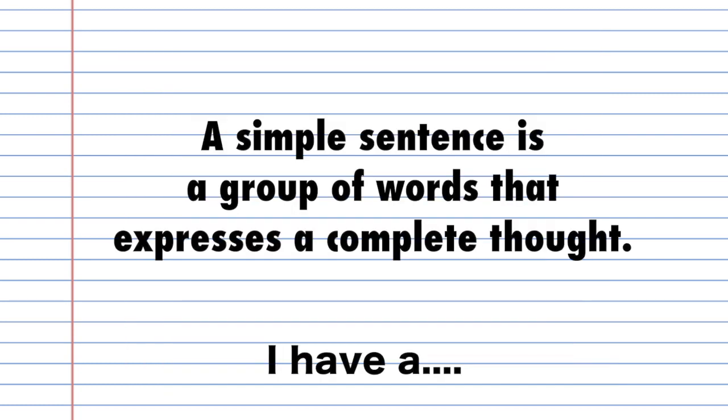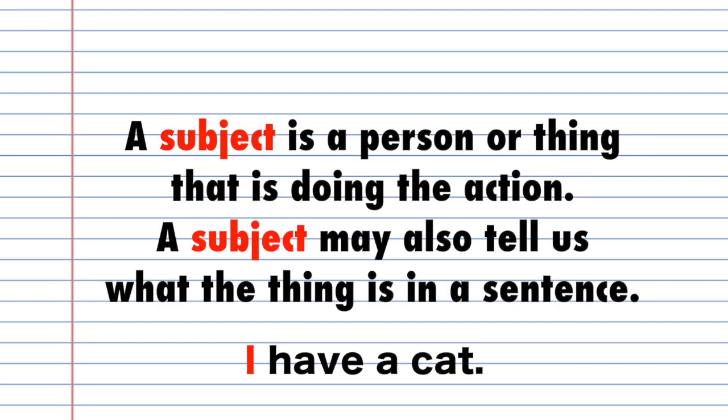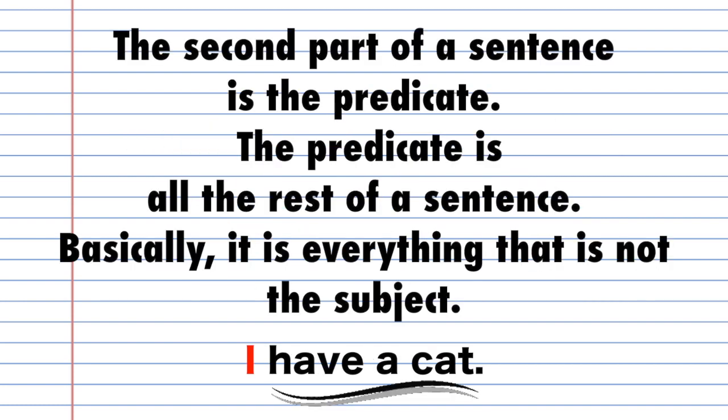A simple sentence is a group of words that expresses a complete thought. A simple sentence has two parts. The first part is the subject. A subject is a person or thing that is doing the action. A subject may also tell us what the thing is in a sentence. The second part of a sentence is the predicate. The predicate is all the rest of a sentence. Basically, it is everything that is not the subject.